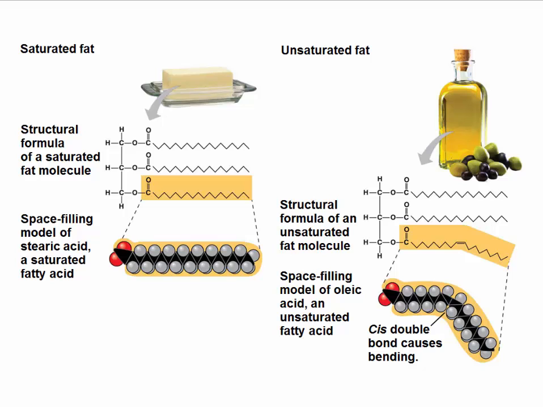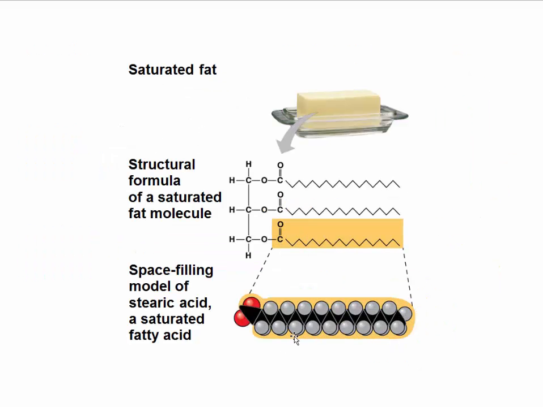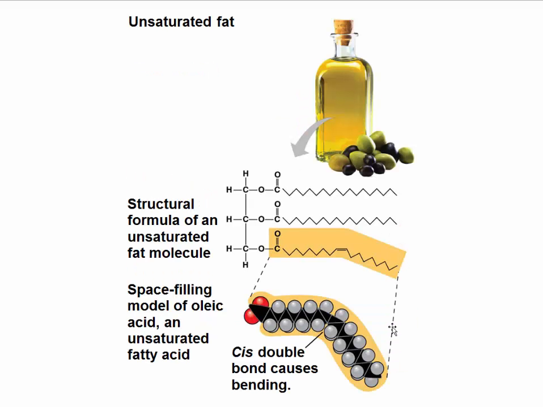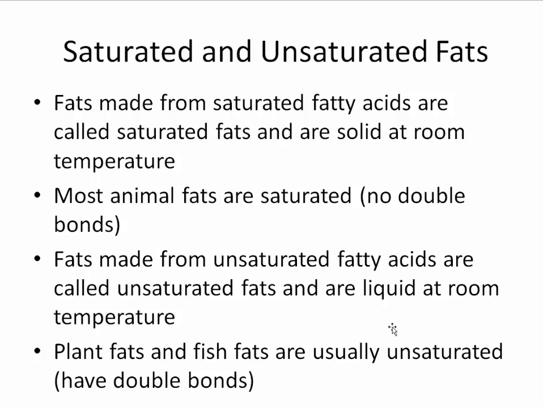And the next slide actually just shows you the difference between the saturated fat in the chemical formula and configuration, and then again the unsaturated fat, and what you see is that a pretty kink, which makes all the difference. Fats that are made from saturated fatty acids are usually solid at room temperature. Most animal fats are saturated, but fats that are made from unsaturated fatty acids are called unsaturated fats. And at room temperature, they're usually liquid. So those would be fats from plants and fats from fish.